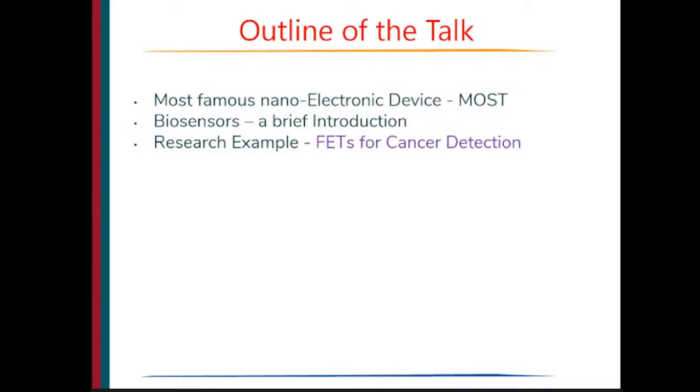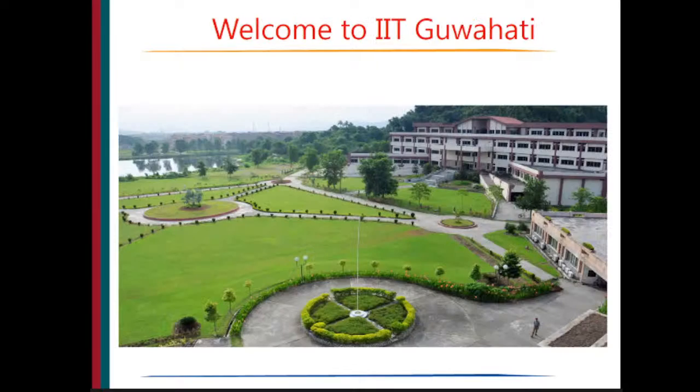And even though we will be discussing one research example, that is a FET fabricated for cancer detection, biosensor is a very wide area, as you are aware, and I just want to briefly present that also. What all areas one can work in, and I want to encourage you that there are a lot of opportunities, a lot of things can be done depending on your background. If you are a chemistry student or a biology student or an environmental person, a lot of things can be done. So I just want to bring it to your notice.